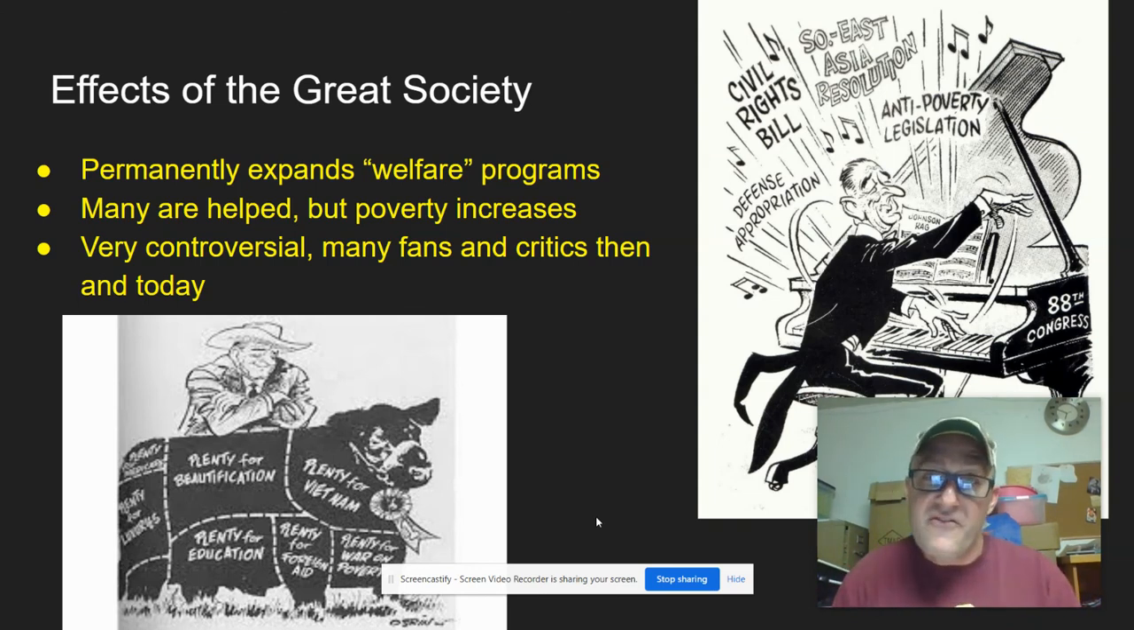And I think the effects of the Great Society, for better or worse, echo on through, and we're still feeling the ramifications of these policies on through to today.